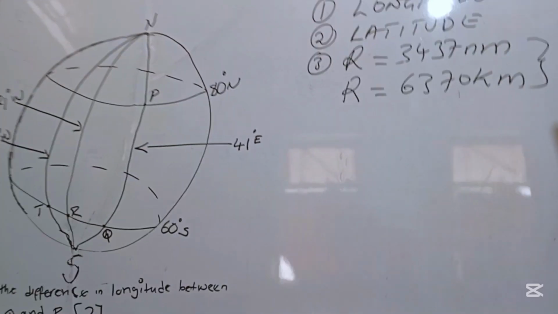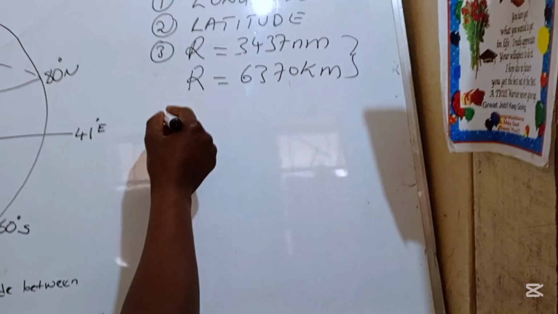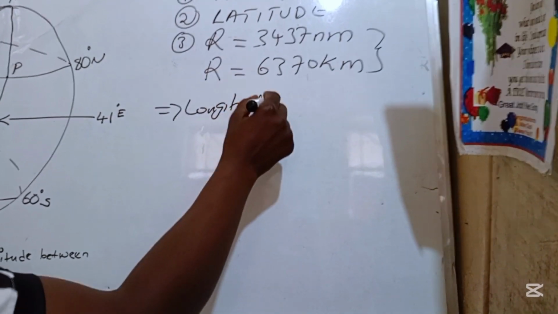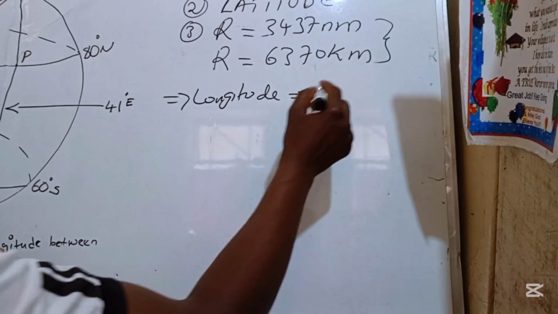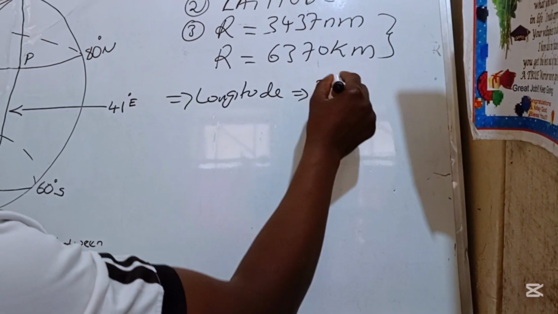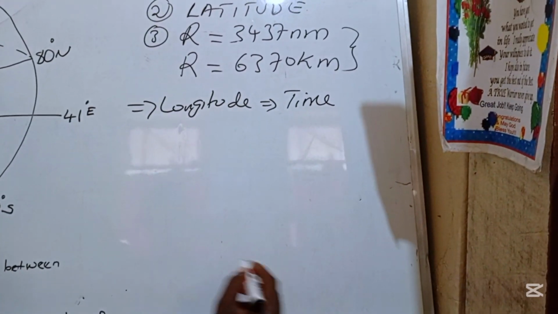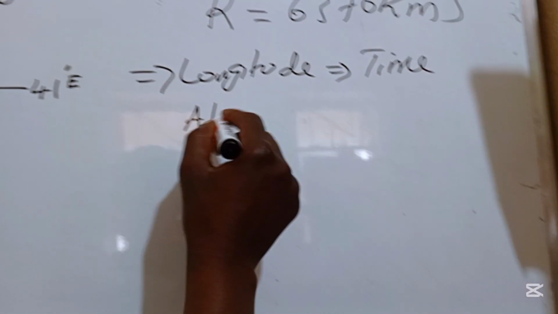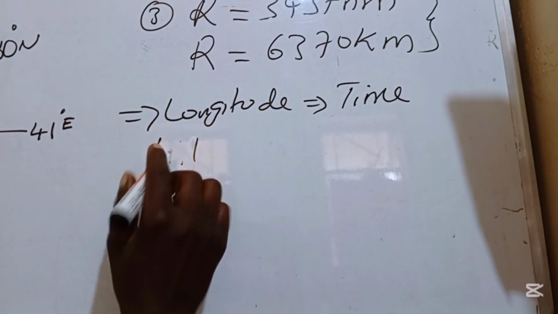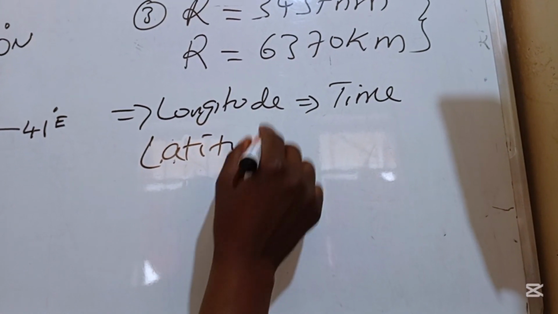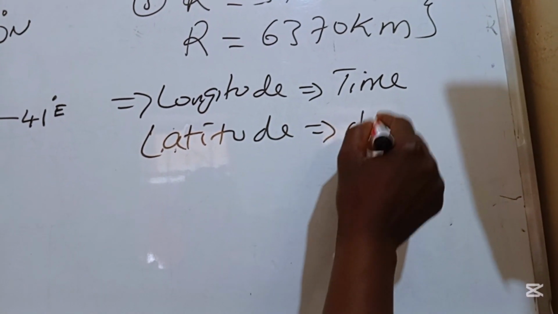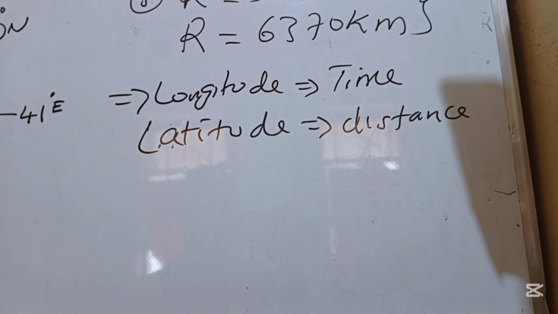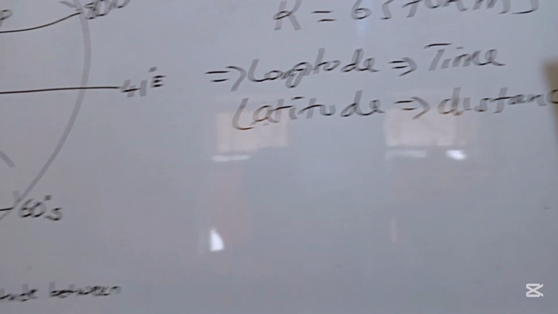So what is the purpose? Basically, when we talk about longitudes, it talks about time. It is going to assist us to find what time. While latitudes, in most cases, are basically about distance. Especially this is in paper 1, so I'll come back to this information later. For now, let's concentrate on what they have asked us.